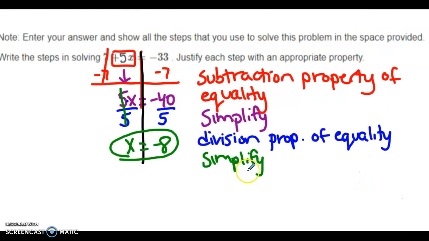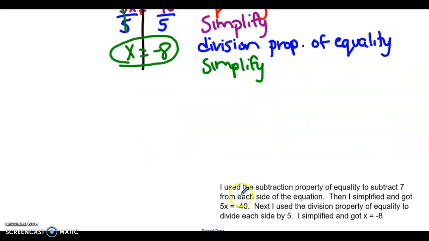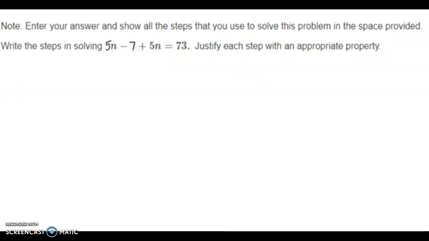So when you type it in, you can either type it out like I did up here where you solve the equation and you write the properties, or you can type it in using sentence form, whatever you're most comfortable with. Let's look at this next one. Enter your answer and show all the steps that you use to solve this problem in the space provided. We want to write the steps in solving this equation and we want to justify each step with the appropriate property. Now remember, I have changed numbers here, so do not put this as your answer in your quiz. Make sure you solve your quiz question.